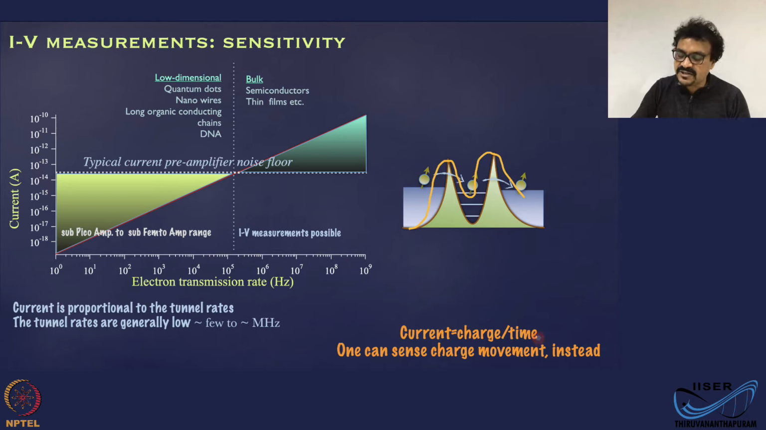Current is basically charge in time, so you can sense the charge movement and you can back calculate what is the current through it. But even for quantum dots, what is more important is to know whether there is an electron or not, or what is the charge state of the dot, which is more important than measuring the current. So measuring the charge is actually more straightforward for a quantum dot rather than measuring the current through the device. So that is the take-home message here.